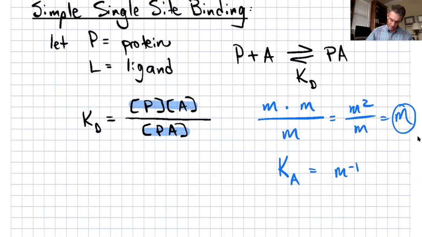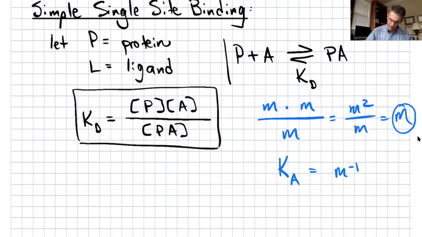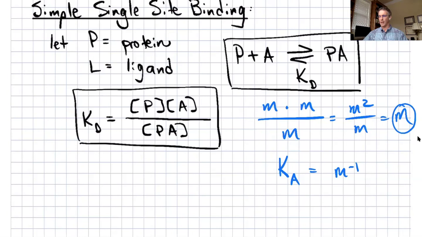Okay, so that's the reason that biochemists love to use, and will prefer to use, the dissociation constant when they're talking about phenomena like this. All right, so with this expression for the dissociation constant, and this as our model for the binding phenomena we're looking at, there's one more thing we need.